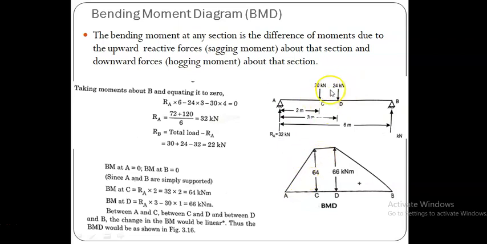Like that, in between C and D you can also form the equation: RA into the distance x, minus 30 into the distance, x minus 2. When we resolve this equation, again it comes out as a straight line. Therefore I just connect it with a straight line. Then in between these two it is also a straight line equation. So we connect all these points through lines. And therefore this is the shape of the bending moment diagram for this particular case.